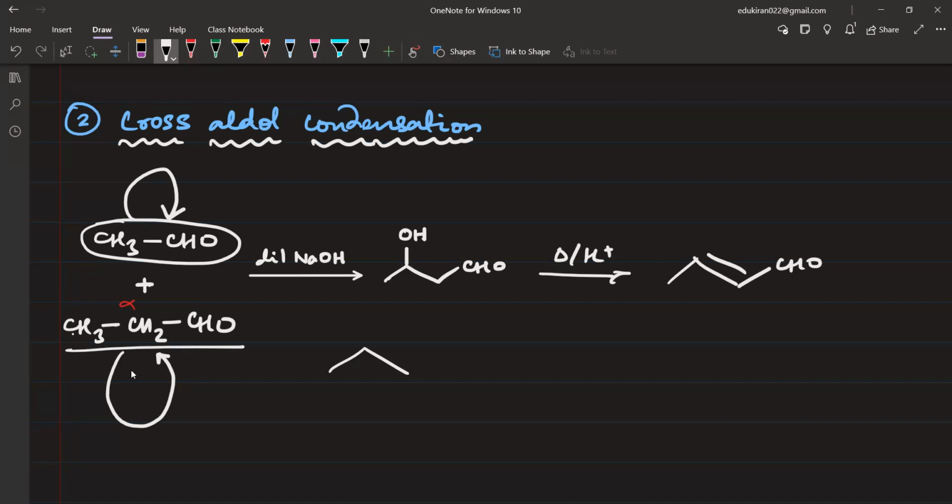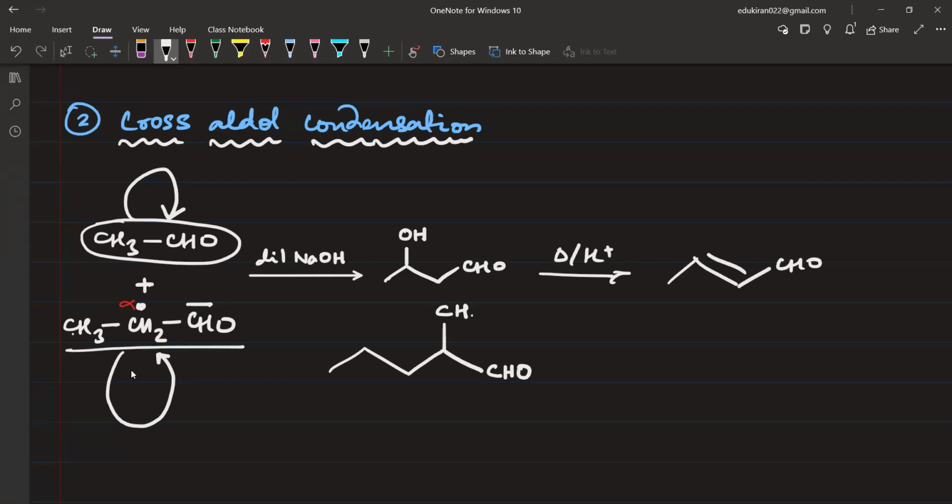So 1, 2, 3 is over. Then you will add only 2: the alpha carbon, this one, and then this CHO. So here we have got CHO. Correct? Yes, sir. Now here 3, 4, 5 carbon. Where will the 6th carbon go? It will go to the alpha carbon.